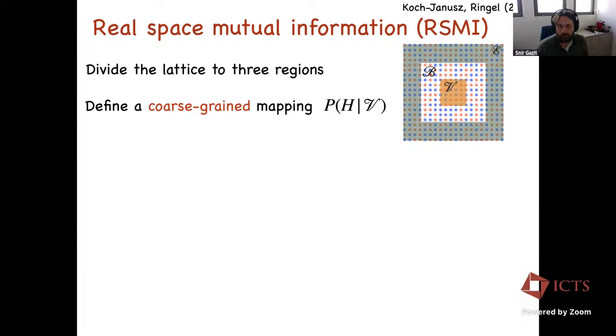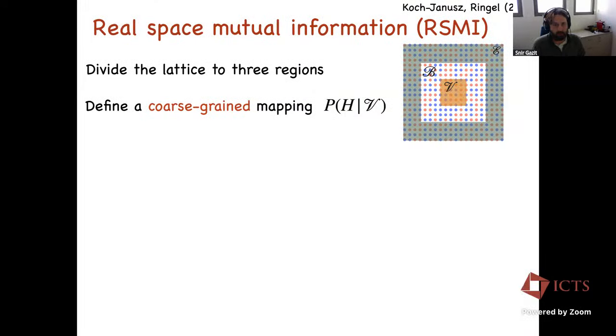The main ingredient here is to define this conditional probability distribution, P of H given V, which is essentially a coarse-grain mapping that takes the information contained in V and compresses it. Just to give you a sense, suppose your operator is the magnetization, it would take, for instance, the average sum over all the spins. So this is basically the rule of thumb of what this function does.